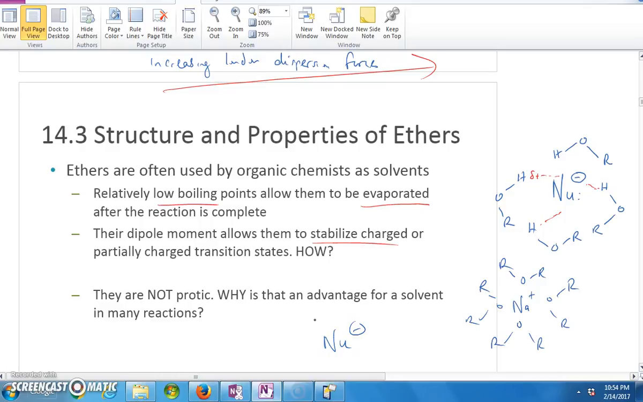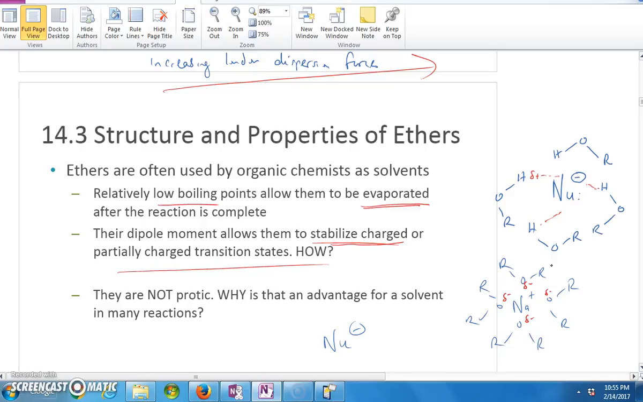Now, because ethers have relatively low boiling points, and they're very polar, they're used in organic synthesis, and they can easily be evaporated after the reaction is complete. Their dipole moment allows them to stabilize charged or partially charged transition states. Of course, we know that, because as you can see, they have partial negatives, right? So they are able to stabilize charged or partially charged transition states.